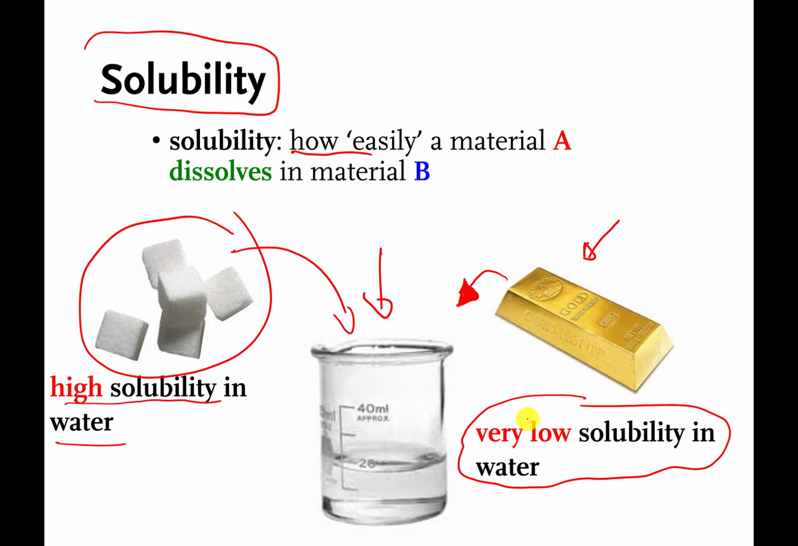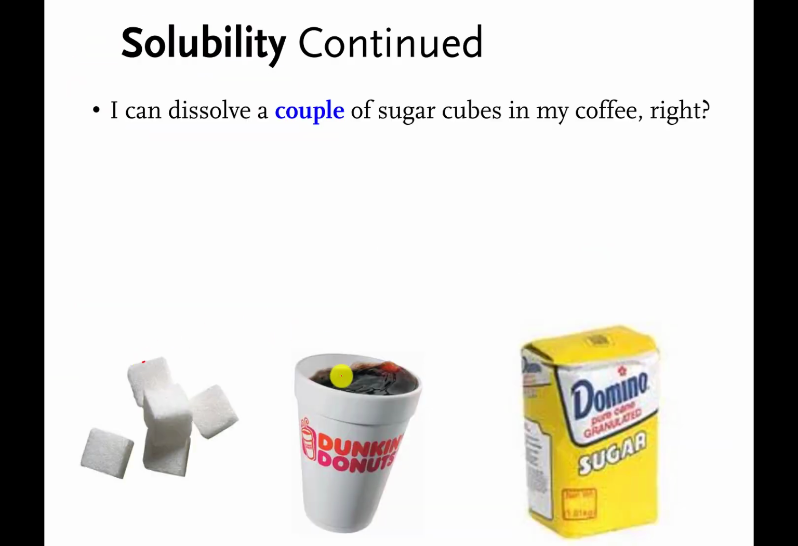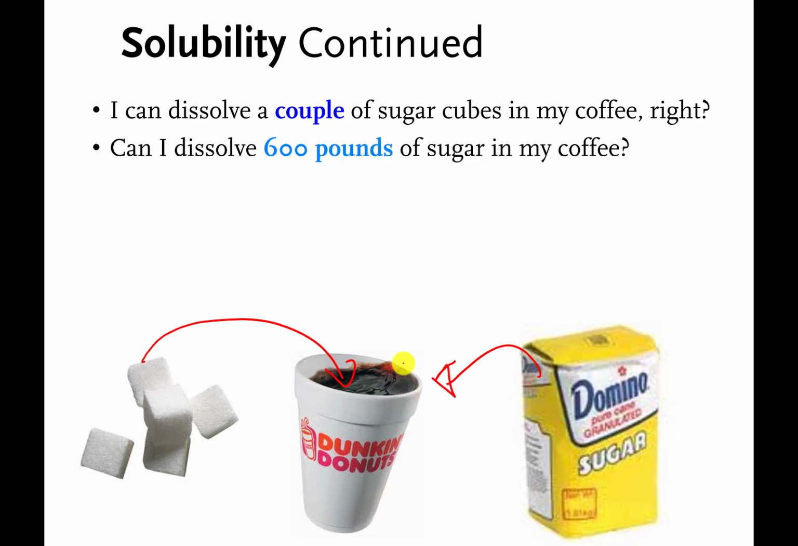And there's everything in between, right? Some things can dissolve a lot, some things can dissolve a little, and some things might dissolve somewhere in the middle as well. The amount that you can dissolve in a liquid is called solubility. I can dissolve a few cubes of sugar in my Dunkin' Donuts coffee, but I probably can't dissolve 600 pounds of sugar in my Dunkin' Donuts coffee.